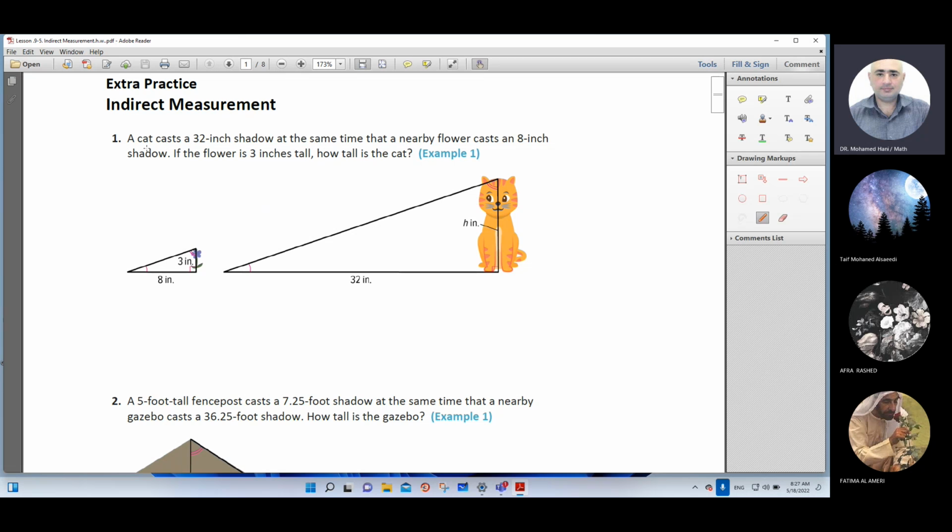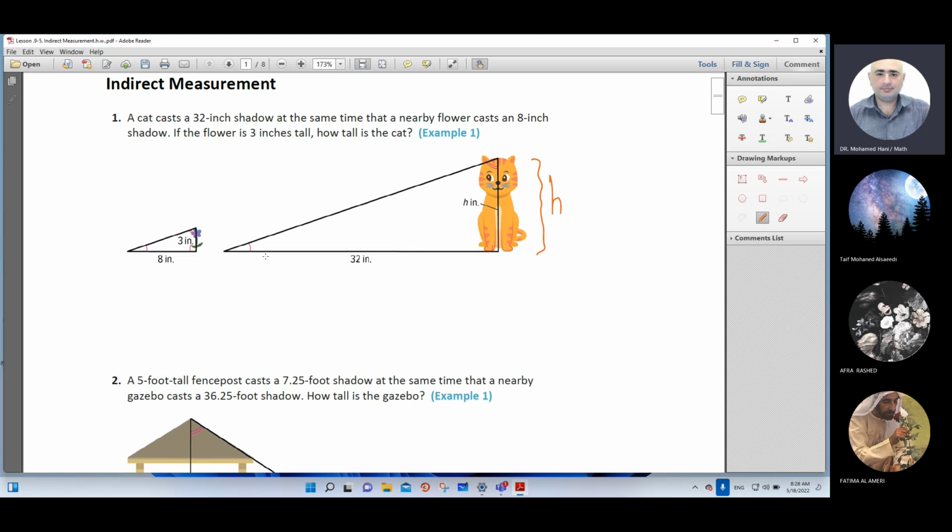As you see here, a cat casts a 32-inch shadow at the same time that an herbaceous flower casts an 8-inch shadow. If the flower is 3 inches tall, how tall is the cat? So what is the missing value here? The height of the cat. Let's represent the height of the cat as h.